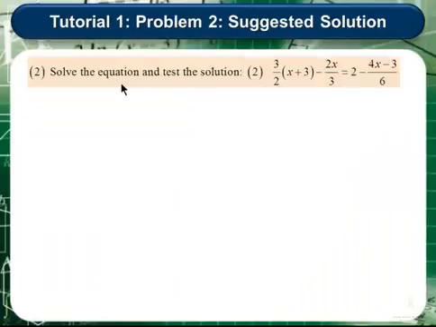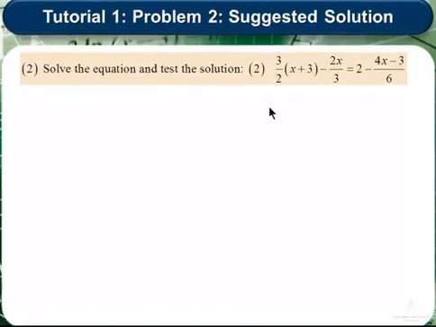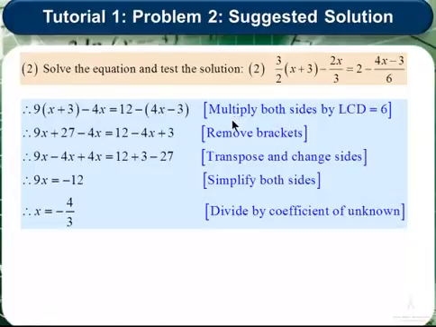The second tutorial problem is very much similar to the first one. Here we have the equation, the linear equation, and we have to solve this equation for the unknown x and test the solution. Again, we multiply both sides of this equation by the lowest common denominator, which is the lowest common multiple of 2 and 3 and 6. Of course, that is just 6.